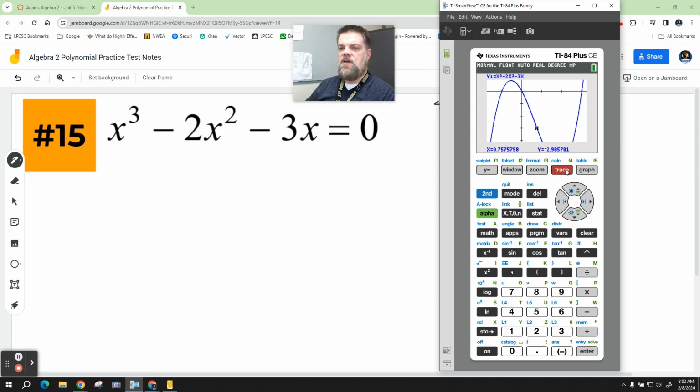So I can hit trace. If I hit trace and I put in -1, remember when you hit trace, the calculator will go to where x equals -1 on the graph and then tell you the corresponding y. -1 works. Does that make sense?